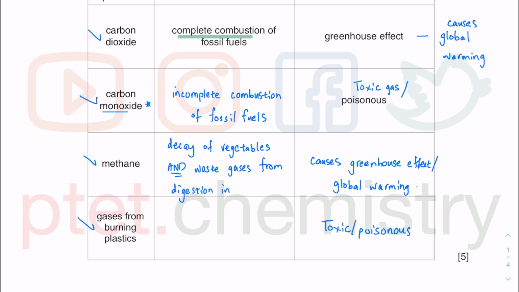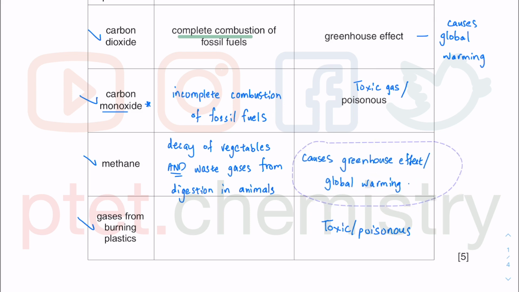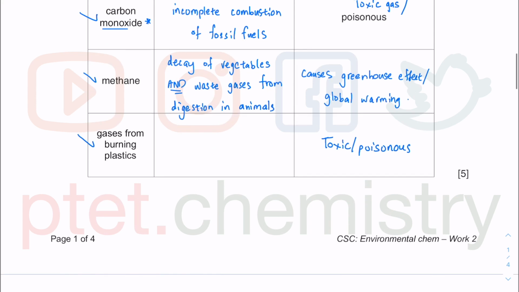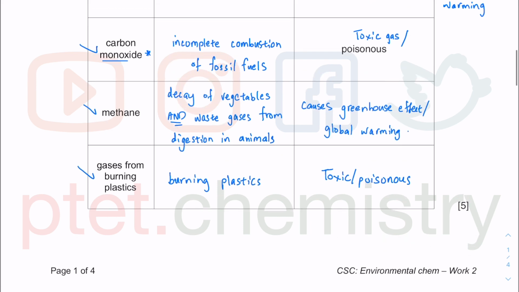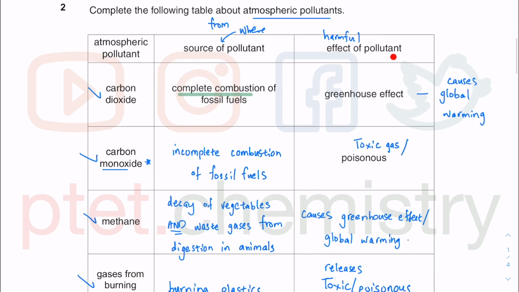In countries that rear a lot of these animals for the purpose of exporting their meat, they actually release a large amount of methane, which can cause the greenhouse effect and global warming. The whole earth is getting hotter and hotter as a result of more carbon dioxide, a greenhouse gas, and more methane, a greenhouse gas. Now the gases from burning plastics obviously come from burning plastic. That one is quite self-explanatory on its own, but we know burning plastic releases toxic or poisonous gas. That is the danger, the harmful effect of these pollutants here.